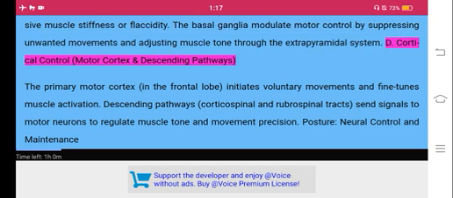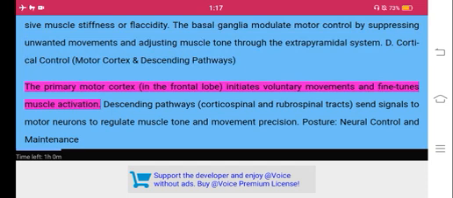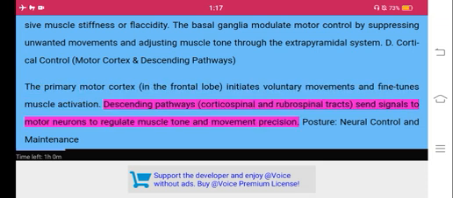D. Cortical control, motor cortex and descending pathways. The primary motor cortex, in the frontal lobe, initiates voluntary movements and fine-tunes muscle activation. Descending pathways, corticospinal and rubrospinal tracts, send signals to motor neurons to regulate muscle tone and movement precision.